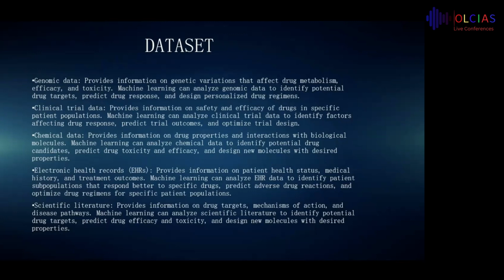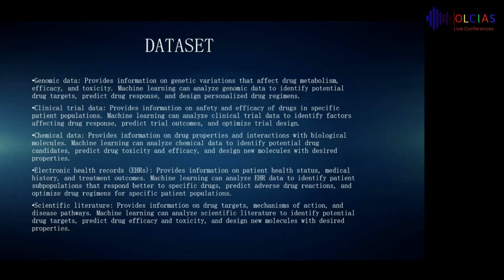Chemical data. Chemical data provides information on drug properties and interactions with biological molecules. Machine learning can analyze chemical data to identify potential drug candidates, predict drug toxicity and efficacy, and design new molecules with desired properties. For example, machine learning algorithms can analyze chemical structures to identify potential drug targets and predict how a drug might interact with biological molecules.